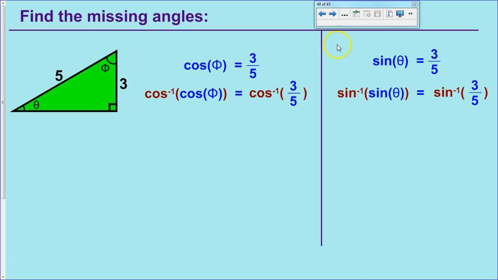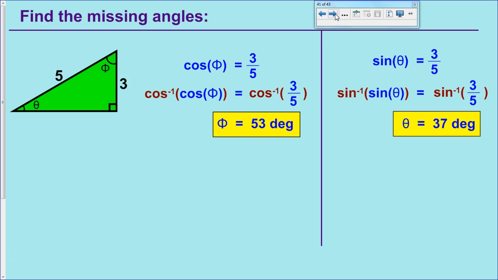And over here, that's just calculator work. So you do that and you get phi equals 53 degrees and theta equals 37 degrees. Again, that's just you typing in second inverse sine 3 divided by 5 closing parentheses. And again, it's something you can check to make sure that you got right. 53 plus 37 plus 90 is 180. And we know that the angles inside of a triangle should add up to be 180. And that's all there is to it.